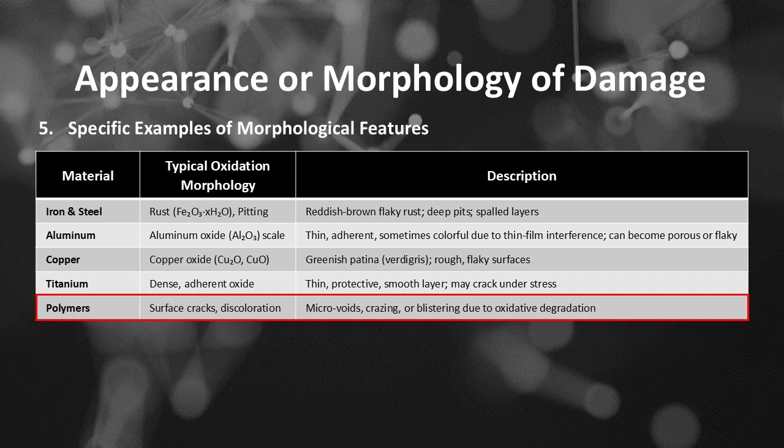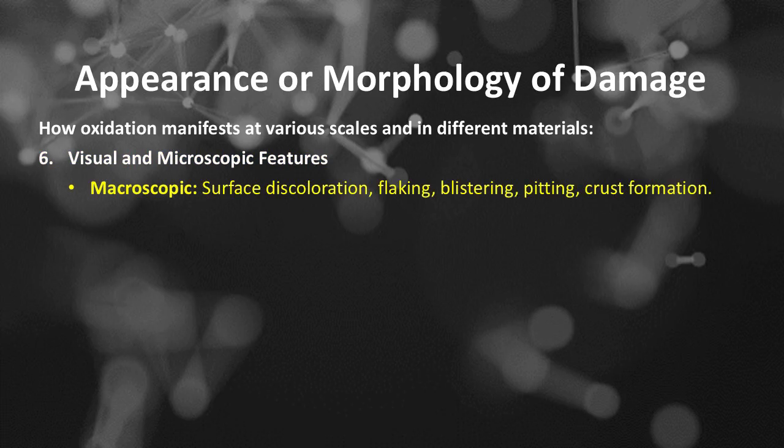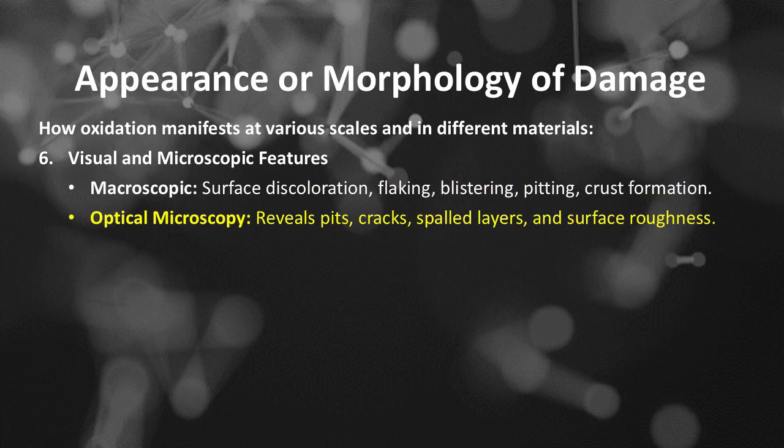If the material is polymers, then the typical oxidation morphology is surface cracks, discoloration. Its description is microvoids, crazing, or blistering due to oxidative degradation. Number 6 is visual and microscopic features. Macroscopic: surface discoloration, flaking, blistering, pitting, crust formation. Optical microscopy reveals pits, cracks, spalled layers, and surface roughness.